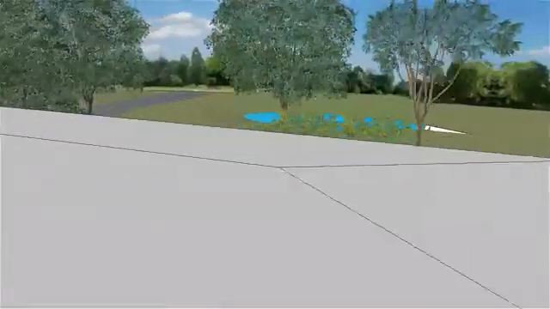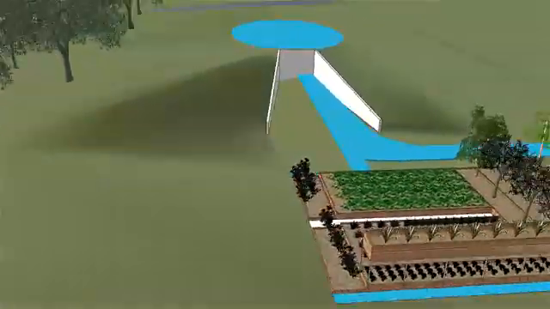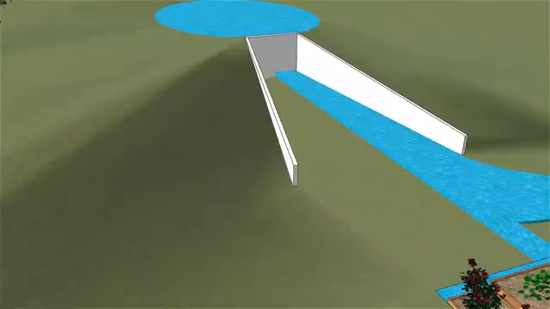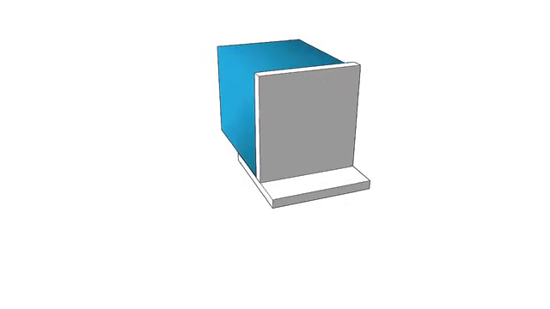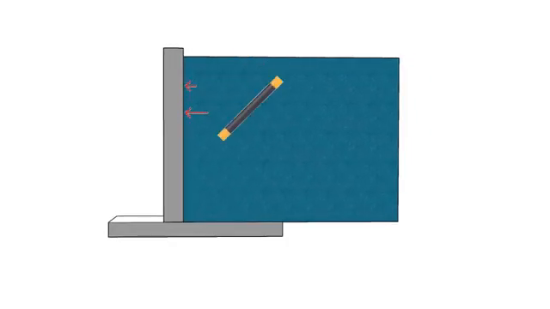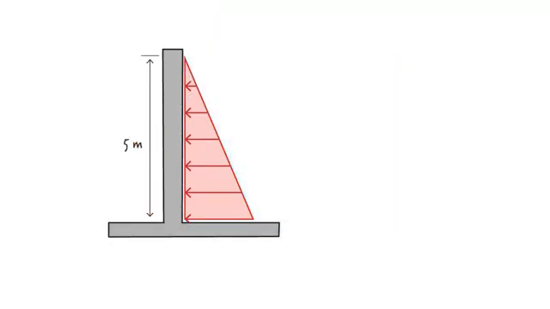Now let us examine the case of the triangular load. Suppose we have a small rectangular concrete dam as a part of a residential irrigation system. For the analysis purposes, let's consider a 1 meter wide slice of the wall. Water pressure at the base of the wall is a function of the specific weight of water and the height of the wall. The height of the wall is 5 meters.